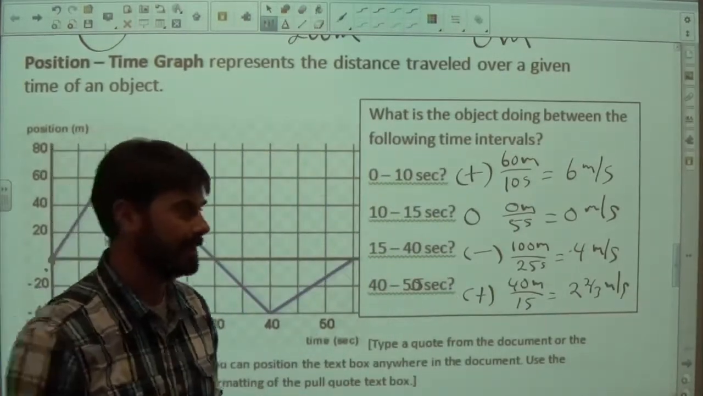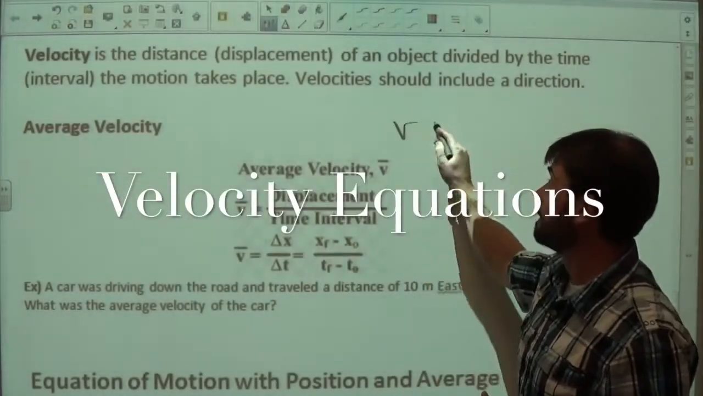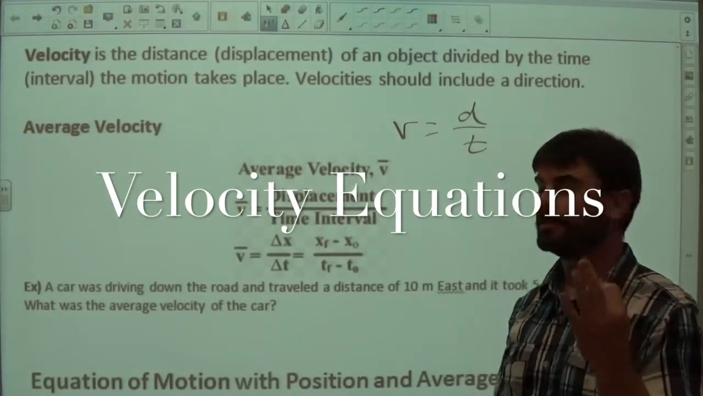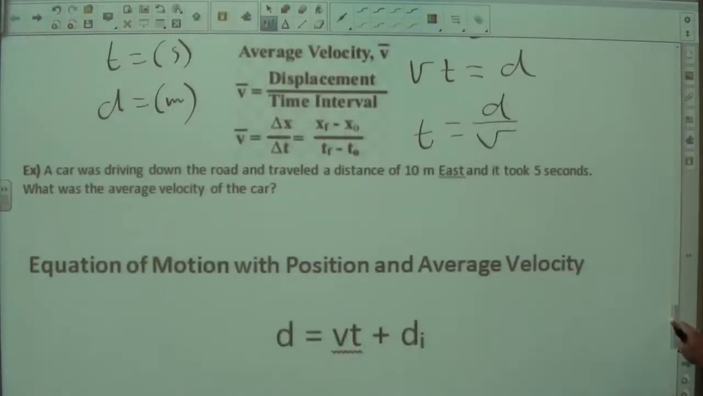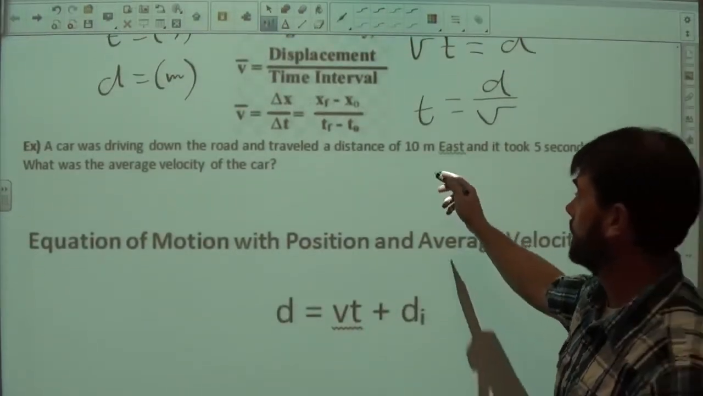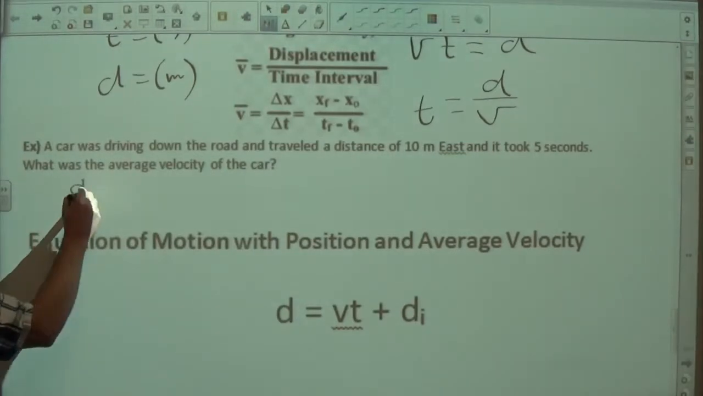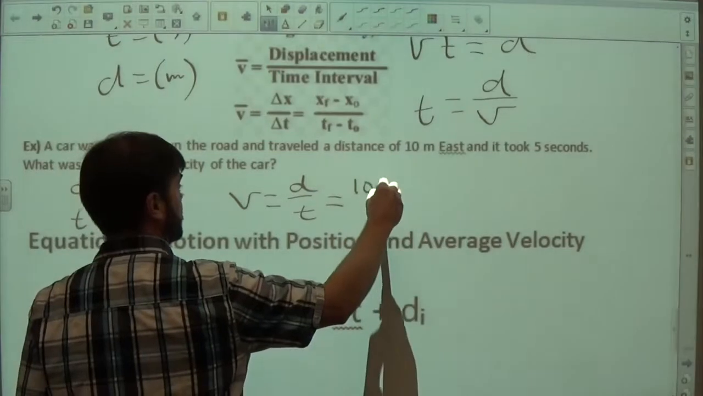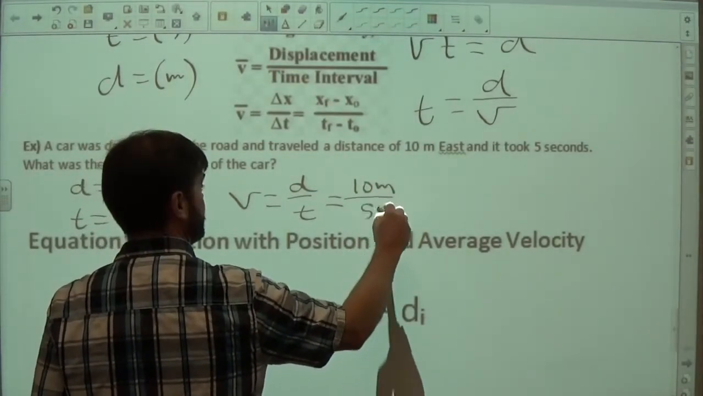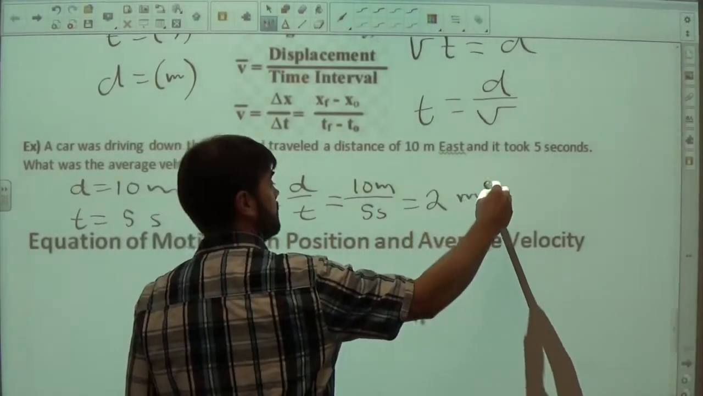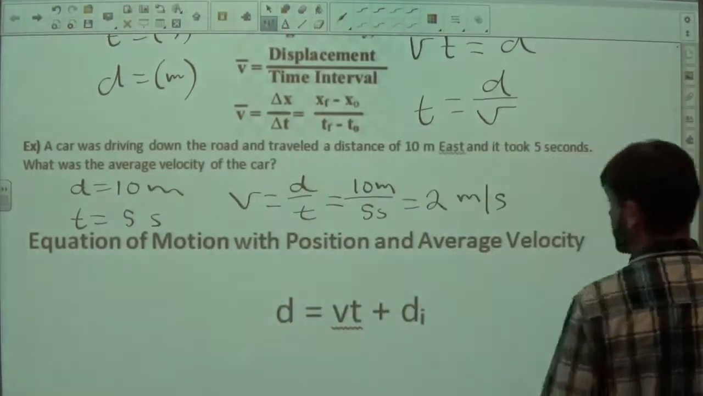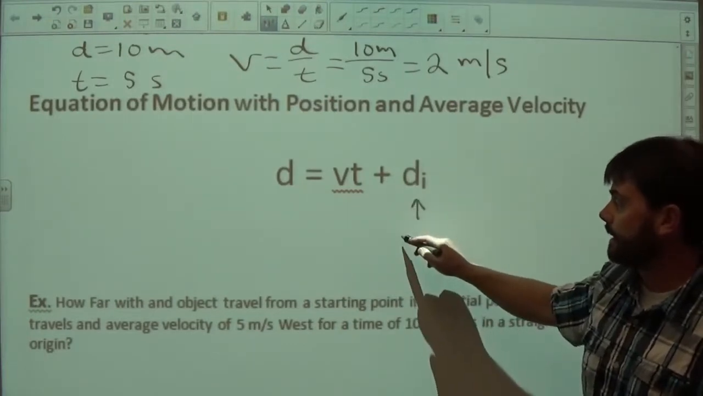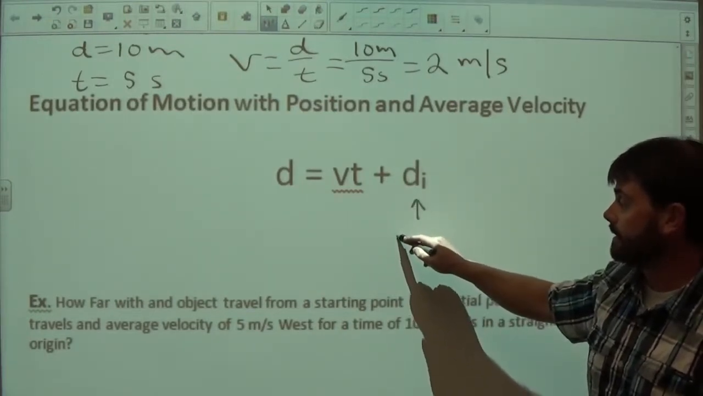Something like that. Okay? Velocity, the equation for it, is distance over time. This can be rearranged 3 different ways if there's 3 variables. Quick example: a car was driving down the road. They travel a distance equal to 10 meters. So you're literally going to punch that in. 10 meters in 5 seconds gives me 2 meters per second. Just like I showed prior, this d sub i is initial distance, or distance initial.